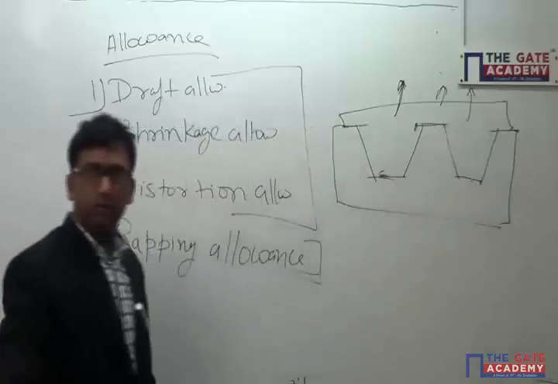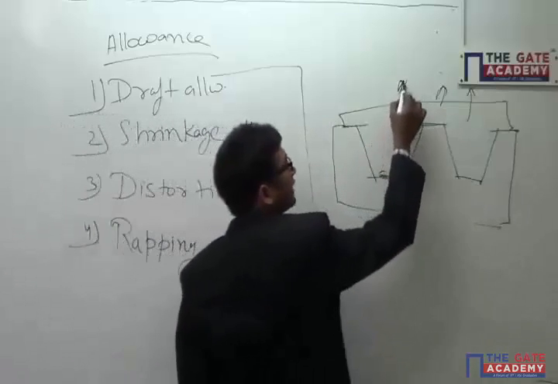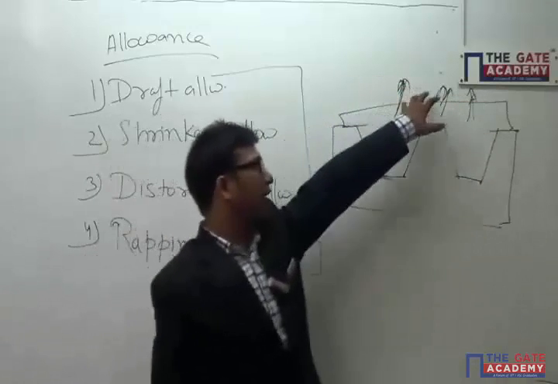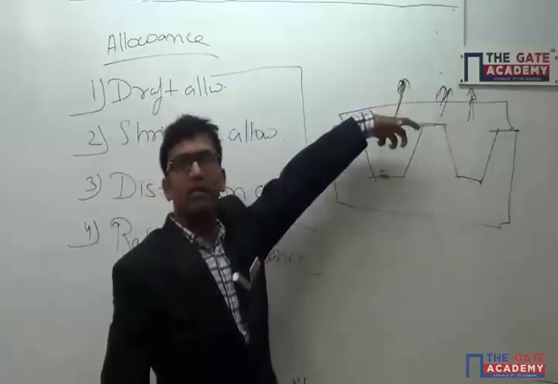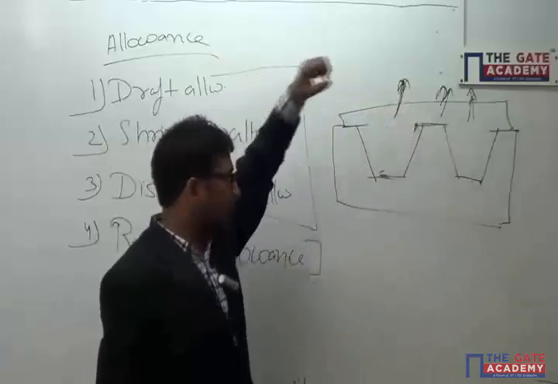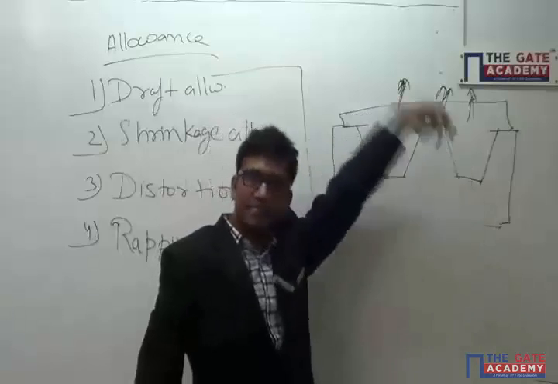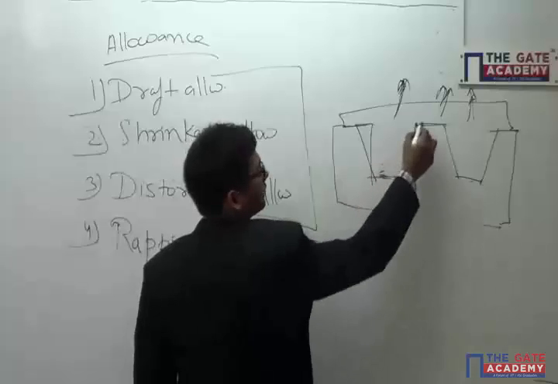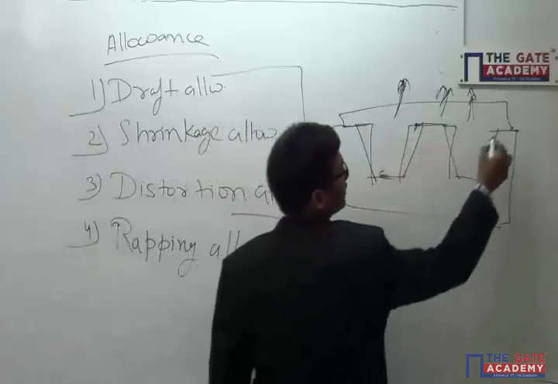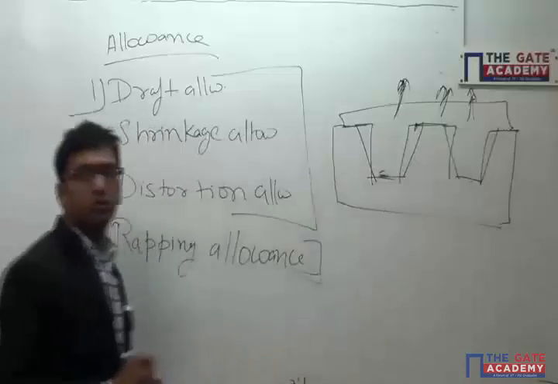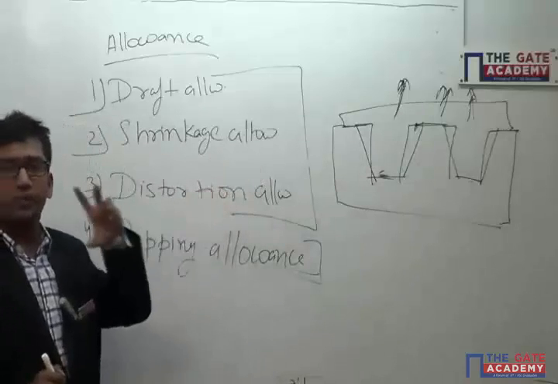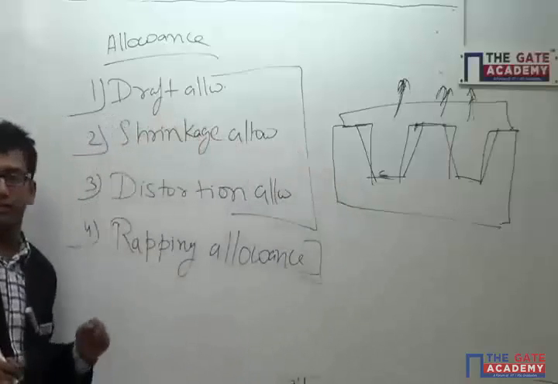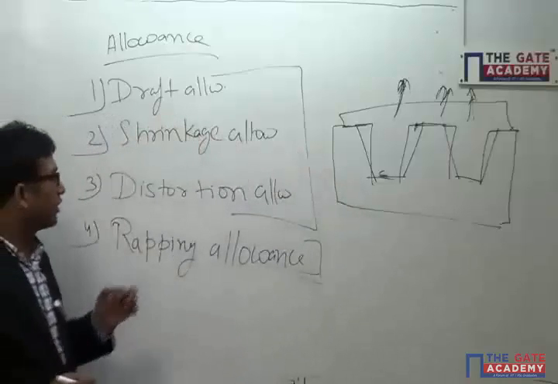So when we take out this pattern, it is very easy. Why? Because we have some angle here, so the air film will not form, that vacuum will not be created. We can easily remove this pattern. So we need to provide this much extra material to your casting. This kind of allowance is called your draft allowance.